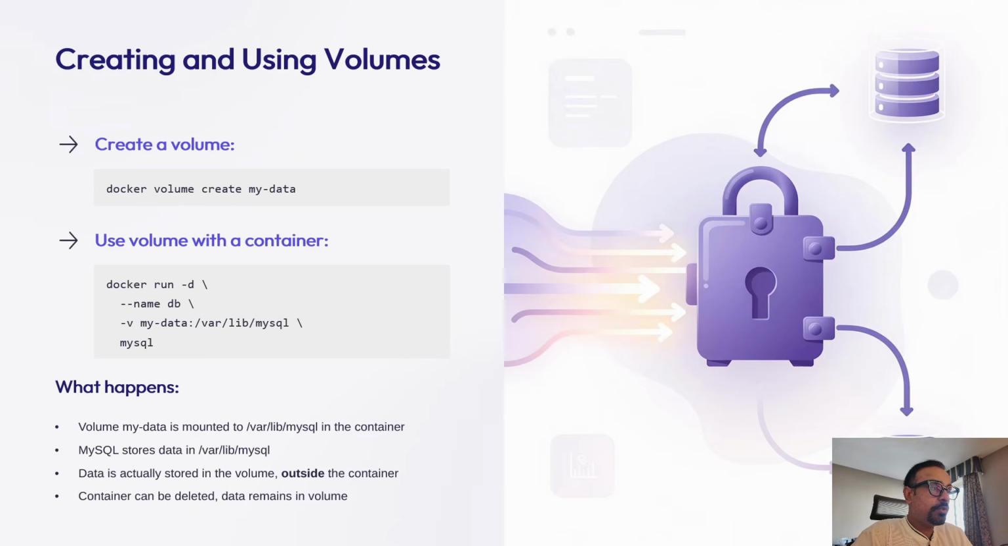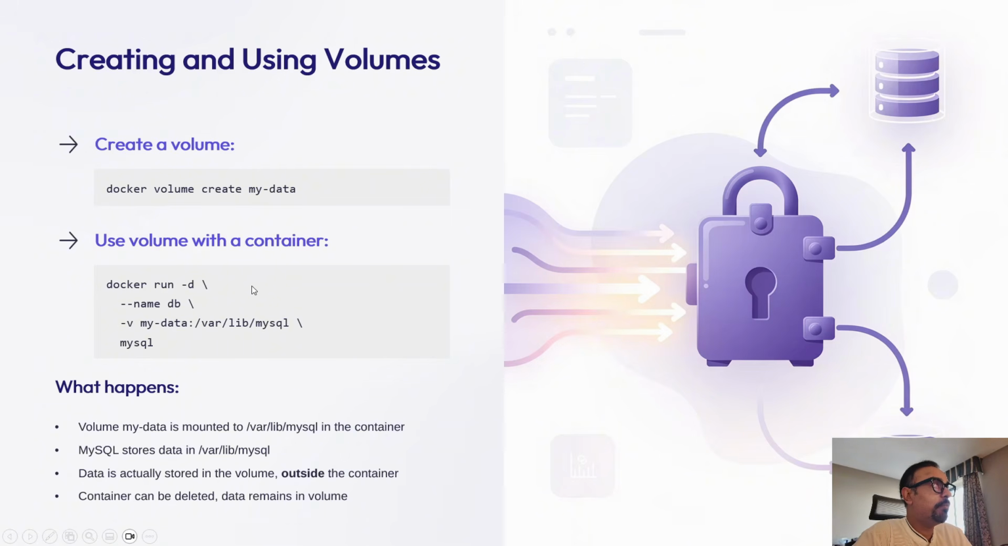Let's see how we create and use volumes. First, to create a volume, you can explicitly use the command docker volume create and the volume name. This creates an empty volume named my data, which is going to be managed by Docker. You can also let Docker create volumes automatically, which we will see in a moment. If you don't give a name, it will give the name by itself. Now, to use the volume with the container, we need to add the -v flag, followed by the volume name and the container path.